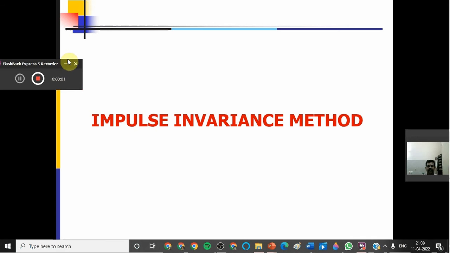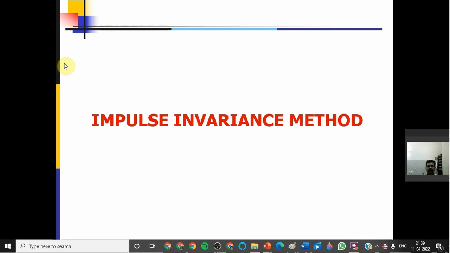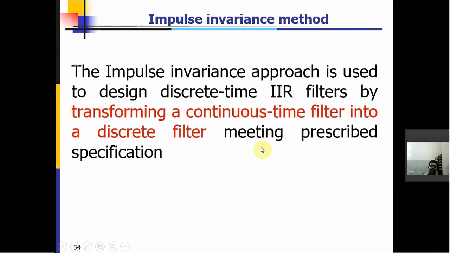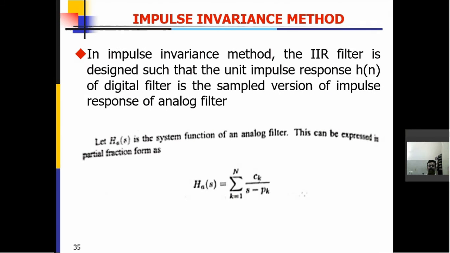Next, we are going to see the impulse invariance method. The impulse invariance approach is used to design discrete time IIR filters by transforming a continuous time filter into a discrete filter meeting prescribed specification. In the impulse invariance method, the IIR filter is designed such that the unit impulse response h(n) of a digital filter is the sampled version of the impulse response of an analog filter.